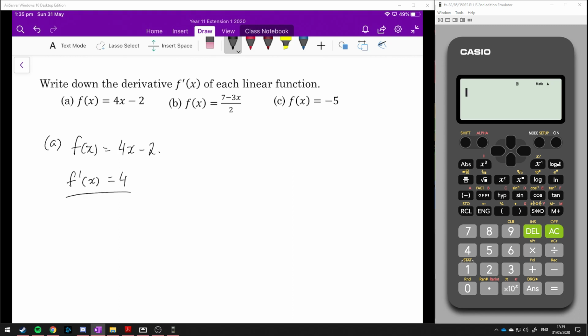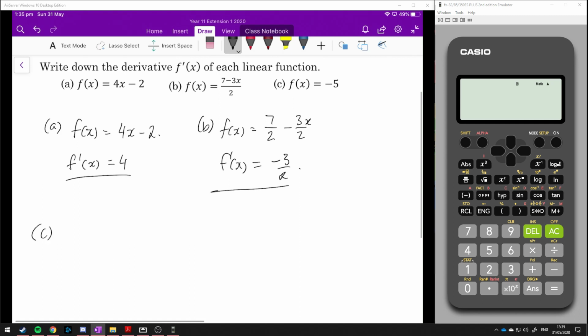If I was to draw that, it would have a gradient of 4, and if I was to draw tangents, which is just the same as the line, it's the same gradient there. Part B, we've got f of x is equal to 7 minus 3x on 2. I'm going to rewrite this as 7 on 2 minus 3 on 2 x. Again, it's just a linear function, so the derivative f dash of x is just negative 3 on 2. And our last one, C, is a constant function where f of x is equal to negative 5.